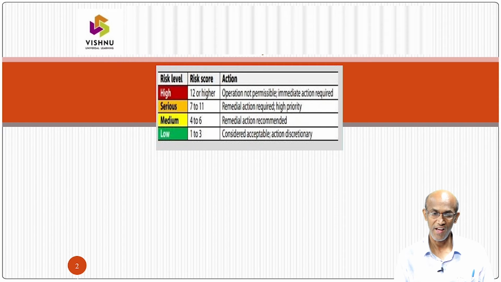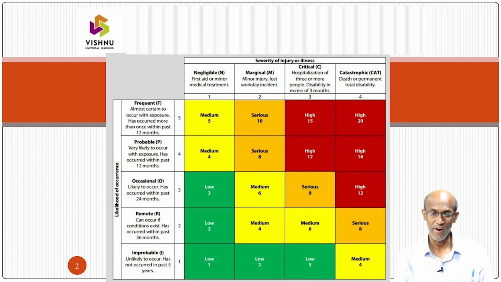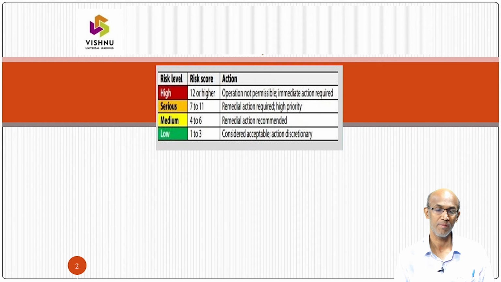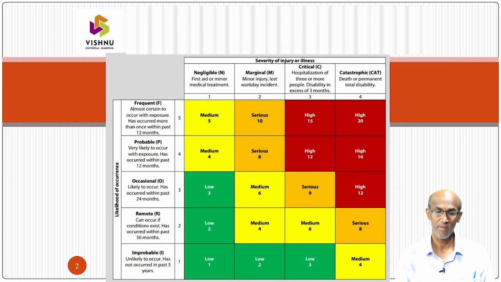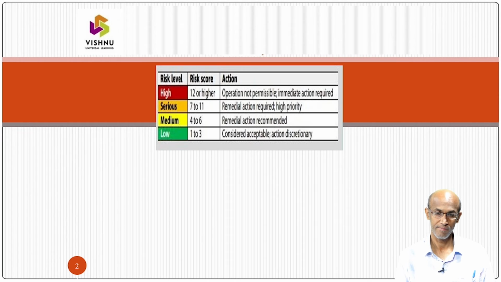If the risk level is high, 12 or higher, operation is not permissible, immediate action is required. For example, if the likelihood of occurrence is frequent and the severity is critical and catastrophic, that is high, 15 and 20 points respectively, then the operation is not permissible. Similarly, if the risk level is serious, that is 7 to 11, remedial action is required on high priority basis. Like for likelihood of occurrence frequent and severity is marginal, that is serious, the score is 10.